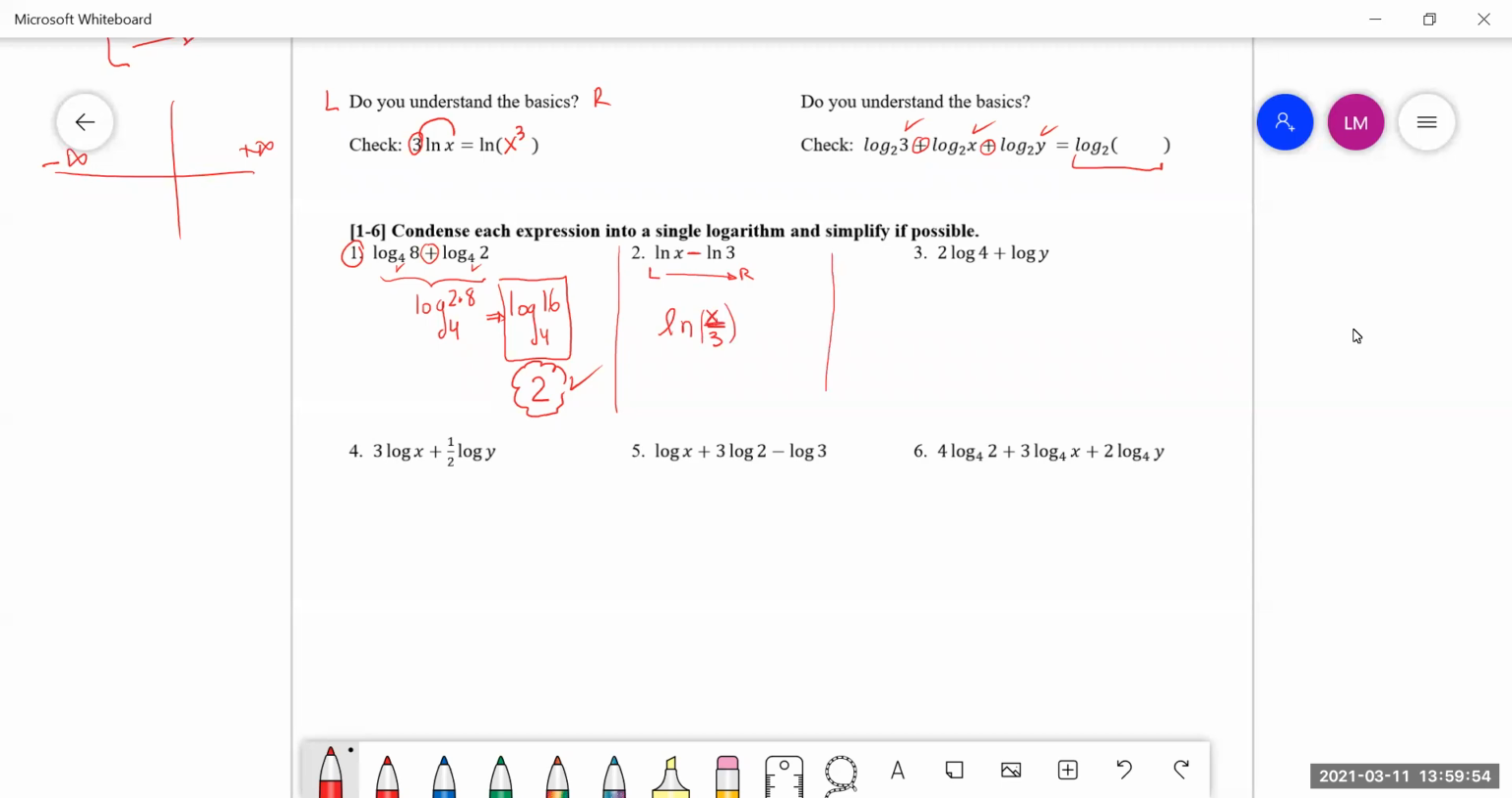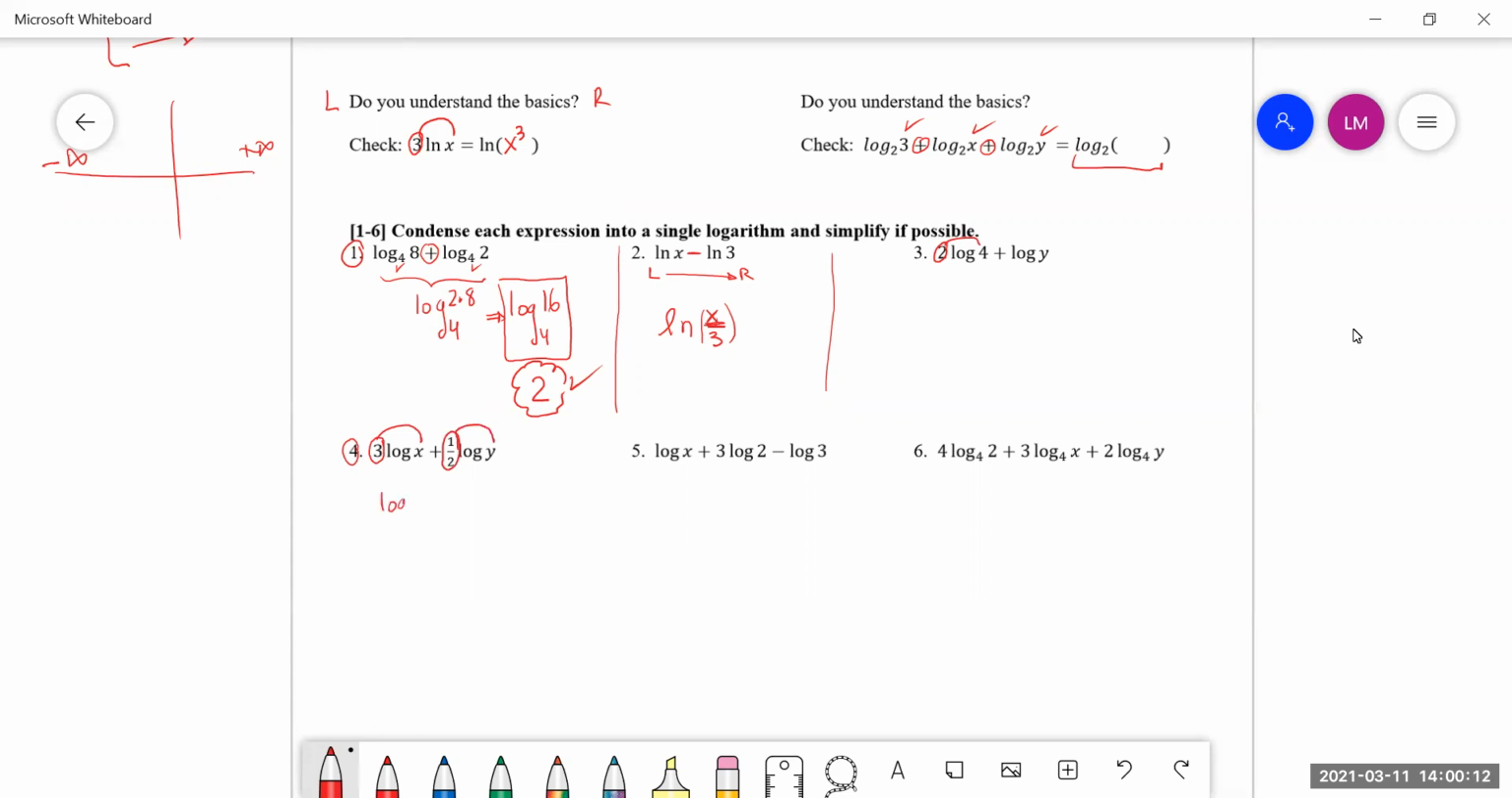All right, this one has a power. I'm going to let you do it. I'm going to do another one that's a little harder for you, which will be number 4. Okay, here's my power of 3. I'm going to put it back over here. Here's my power of 1/2. I'm going to put it back over here.